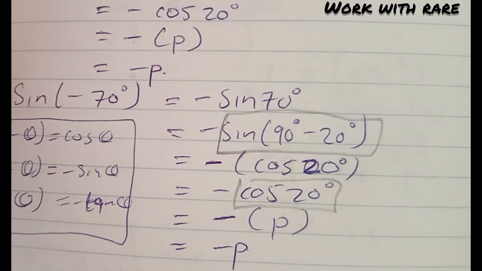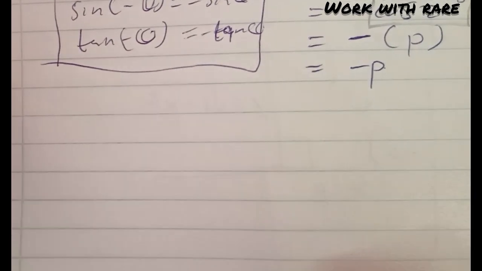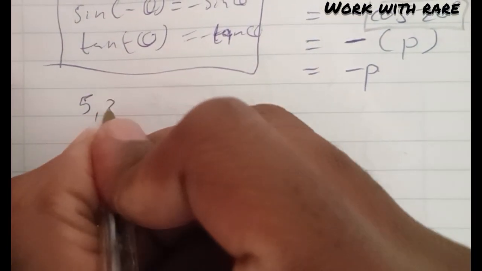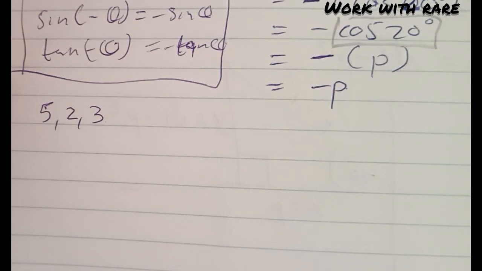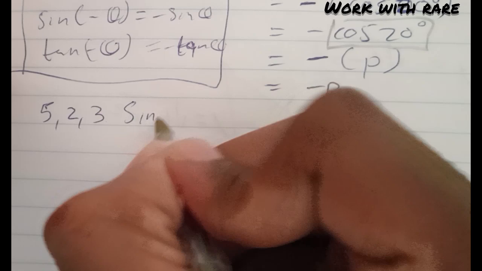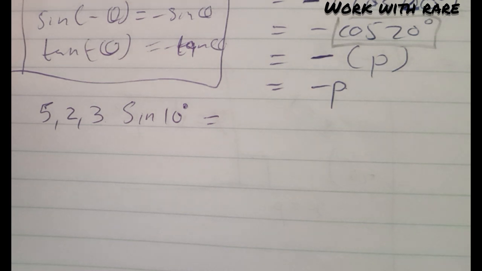Okay, so 5.2.3, let's move to 5.2.3. It says we are given sine 10 degrees. Okay, so this time now, and remember we said cos 20 degrees is equal to p. That is what we are given.